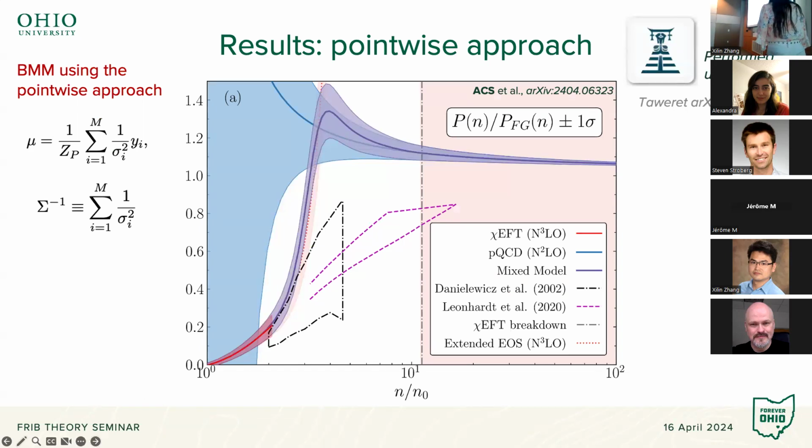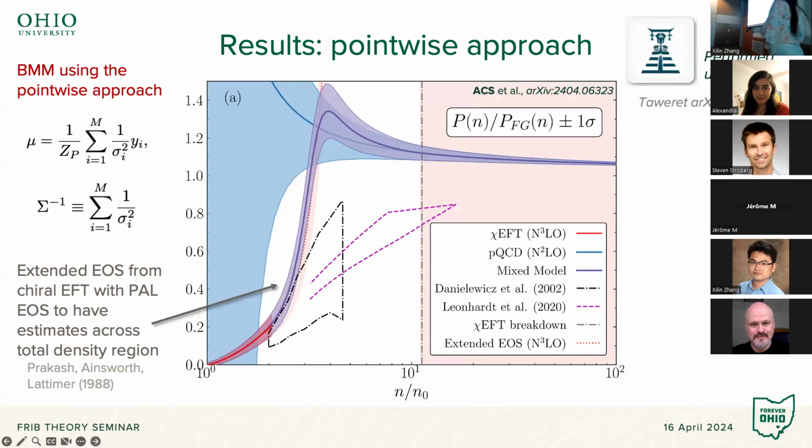So this light pink curve here was done by using an EOS from one of my previous advisors, Prakash, Ainsworth, and Latimer. So if you're familiar with this, you'll also note that this EOS is one of these polytropes that ends up actually going somewhat acausal.